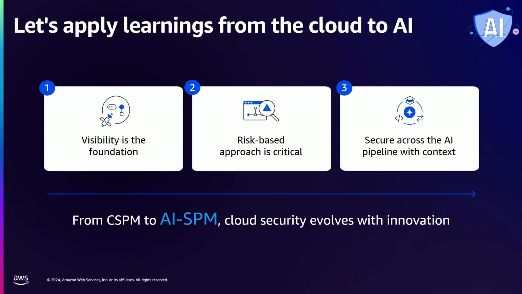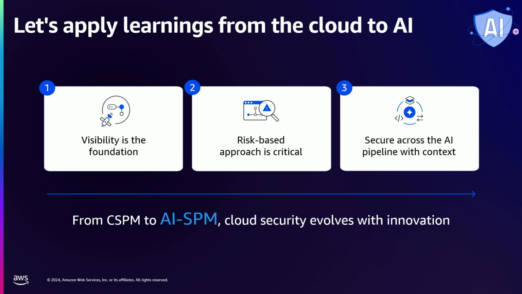So we think that AI today is similar to where the cloud was 5 to 10 years ago. Everyone wants to innovate and use it, but not a lot of people know how to secure it. And that is why we are taking all the learnings we had from securing the cloud, and we're bringing it back to AI to help organizations innovate. So what did we learn from the cloud? When it comes to securing the cloud and similarly to securing AI, visibility is the foundation.